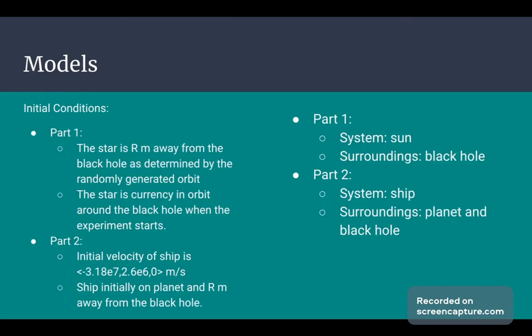The initial conditions in part 1 of the experiment are that the star was r meters away from the black hole, going at a speed of s meters per second as determined by the randomly generated orbit. The initial velocity in part 2 of the experiment was unknown and found to be negative 3.8 times 10 to the 7th meters per second in the x direction and 2.6 times 10 to the 6th meters per second in the y direction. The initial position of the ship is on the planet, r meters away from the black hole. The system in part 1 is the Sun and the surroundings are the black hole. In part 2, the system is the rocket and the surroundings are the planet and the black hole.